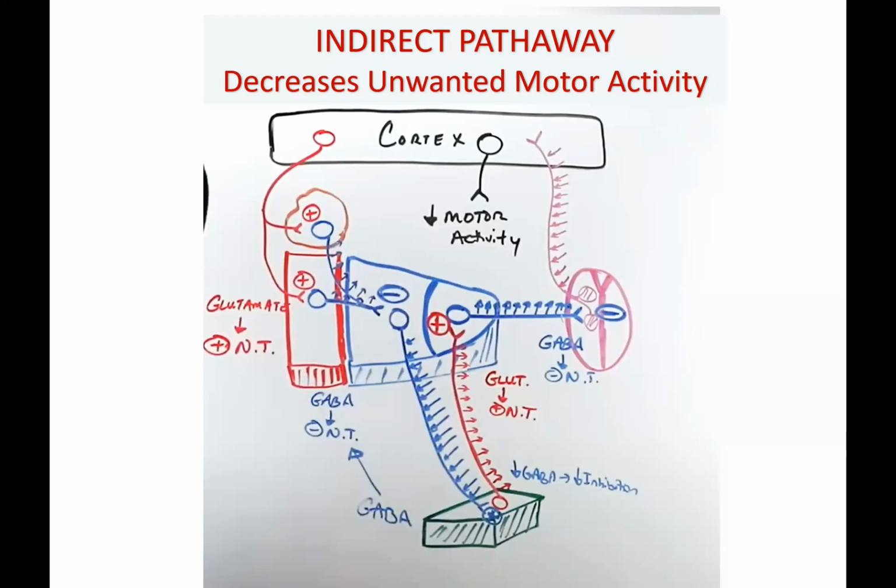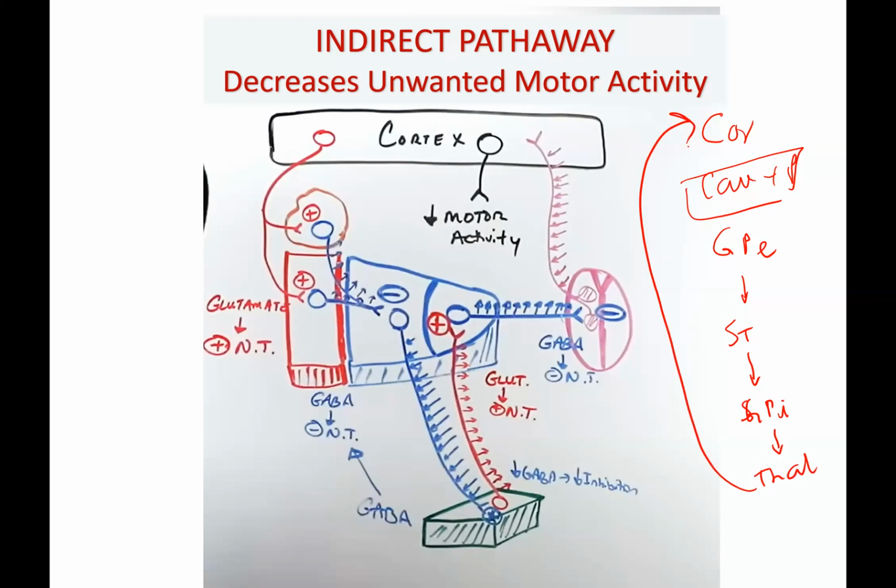Now, what are the things that are involved in the indirect pathway? As usual, cortex is the starting point, then is the caudate plus putamen, and then you have got the GPE, externa, and GPE to subthalamic nucleus to GPI to thalamus, and thalamus to cortex. Okay, these are the organs involved. What is the end result? There is a decrease in the motor activity of the antagonistic muscles or unwanted muscles, isn't it?